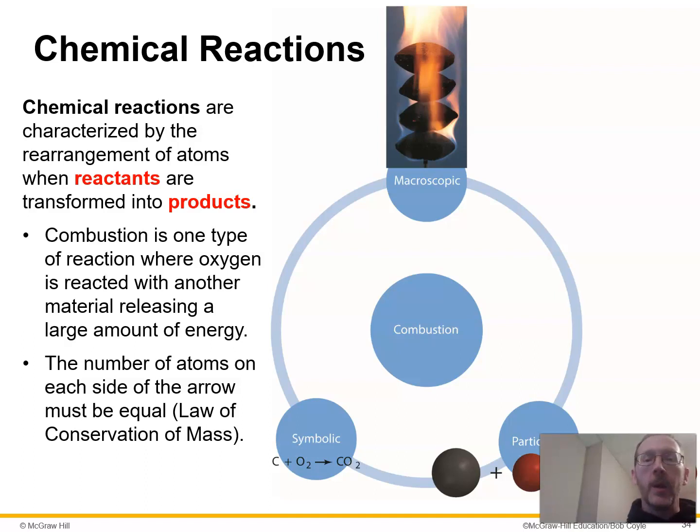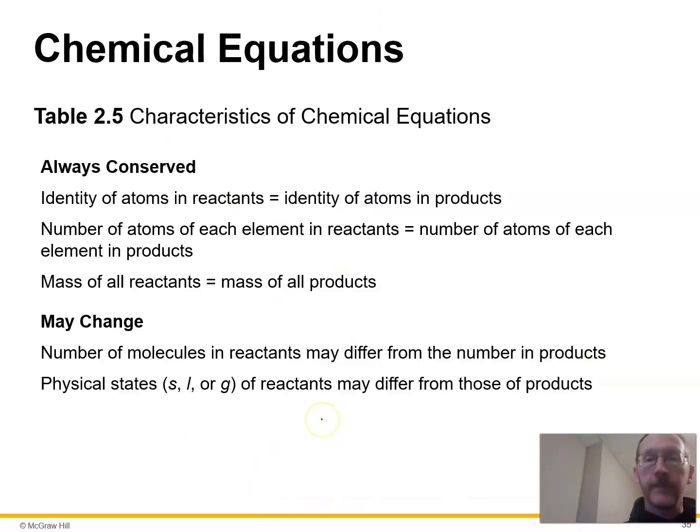According to the law of conservation of mass, you're not going to create or destroy mass or matter. So you can't change the number of atoms of carbon or oxygen from the reactants into the products. That means the identity of the atoms and the number of the atoms stay the same. The mass also stays the same.